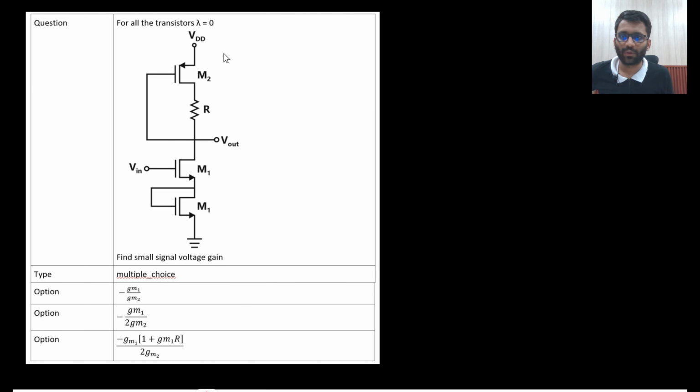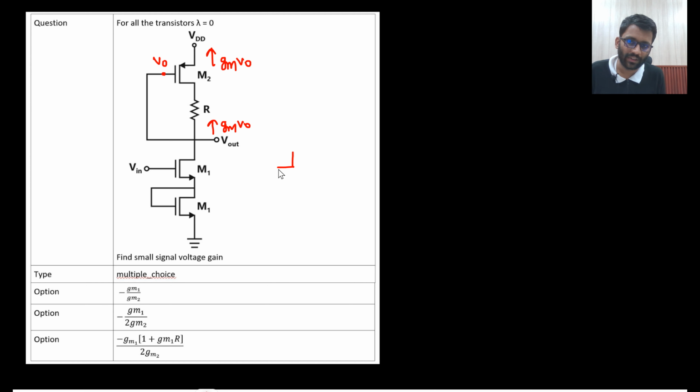Now let's see this question. For all the transistors lambda is 0. If lambda is 0, that means if this is your V naught, then how much current will it drive? In the upward direction, it will drive gm V naught current, right? VSG is 0. You know the method. How do we write down the current? So in the upward direction, it will drive small signal gm V naught current. So here there is gm V naught current. This is your gm V naught current.